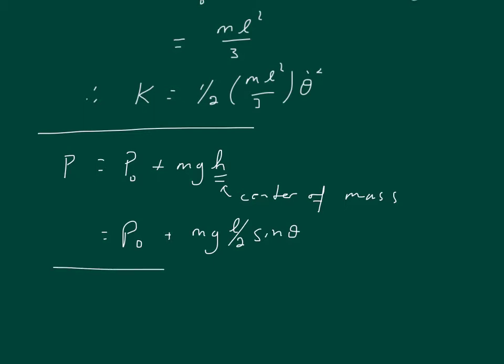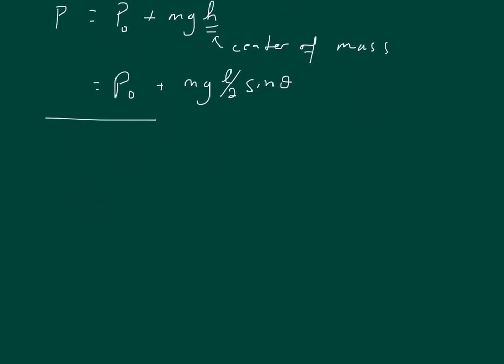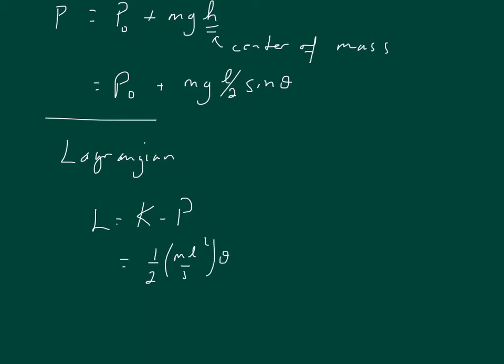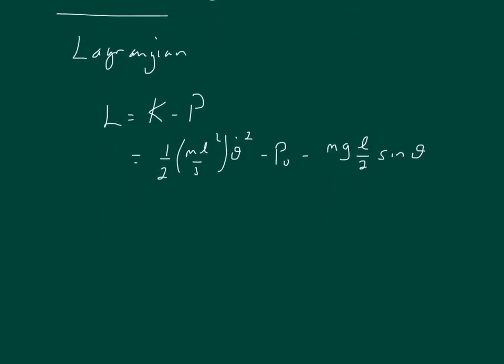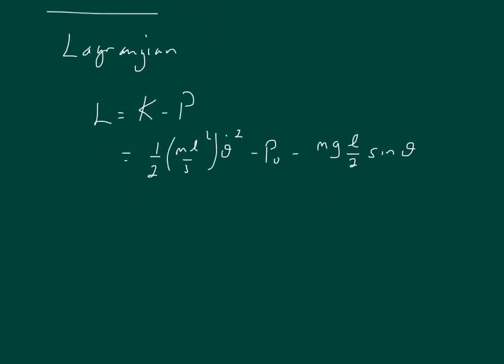Okay, so now the next step in deriving the equations of motion is to find the Lagrangian. So the Lagrangian L is the kinetic energy minus the potential energy. So in our case, it's 1/2 mL squared over 3 theta dot squared minus P0 minus mg L over 2 sine of theta. Okay, so that's the Lagrangian. And then the next step is to compute the Euler Lagrange equations.